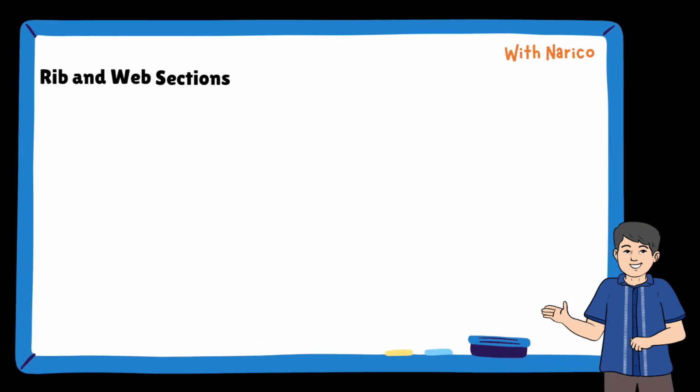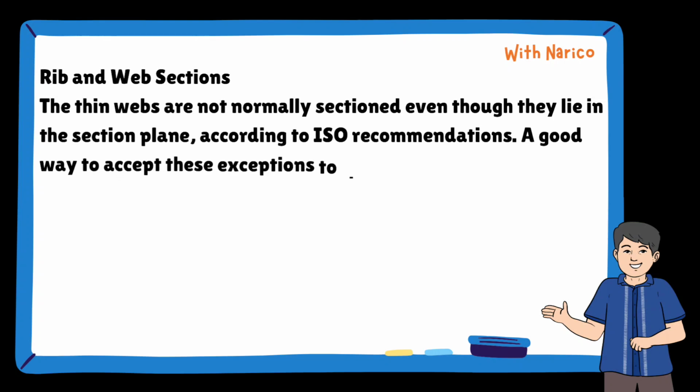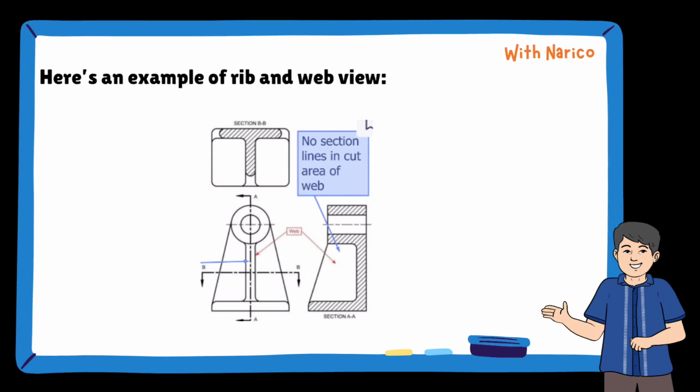Rib and web sections. The thin webs are not normally sectioned even though they lie in the section plane, according to ISO recommendations. A good way to accept these exceptions to the general rule is to imagine how complicated the drawing would look if they were sectioned. Here's an example of a rib and web view.